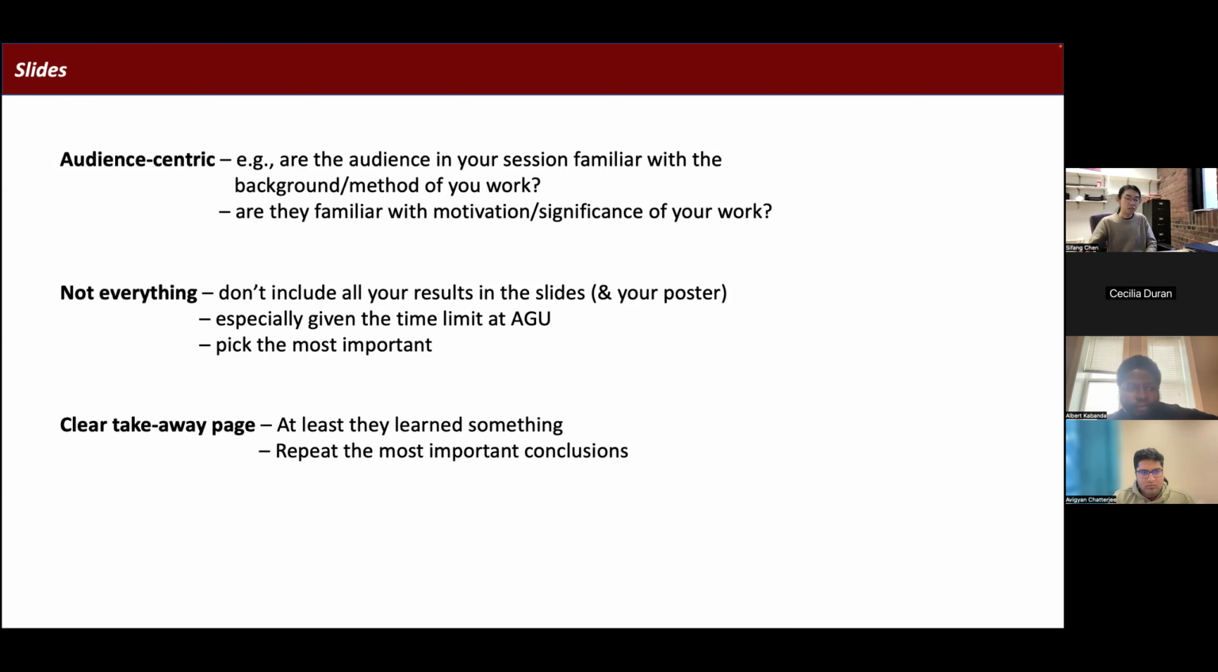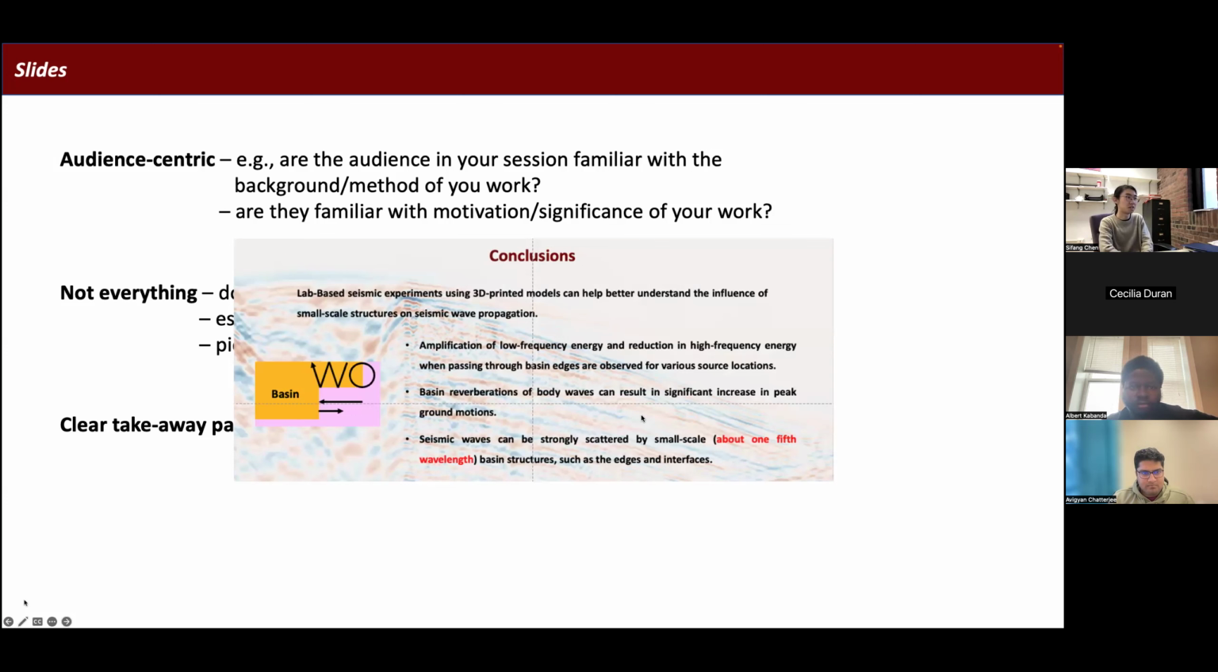And the other point is to have a clear takeaway page. It's quite challenging for everyone to be engaged during the whole talk. It's not blaming any audience; I think it's common for human beings to lose concentration during a talk. So at least you need to have a clear takeaway page to make people know what you are talking about, and try to repeat the most important conclusions to make them understand the main thing that you want to convey. And here is an example from a previous AGU talk, last year.